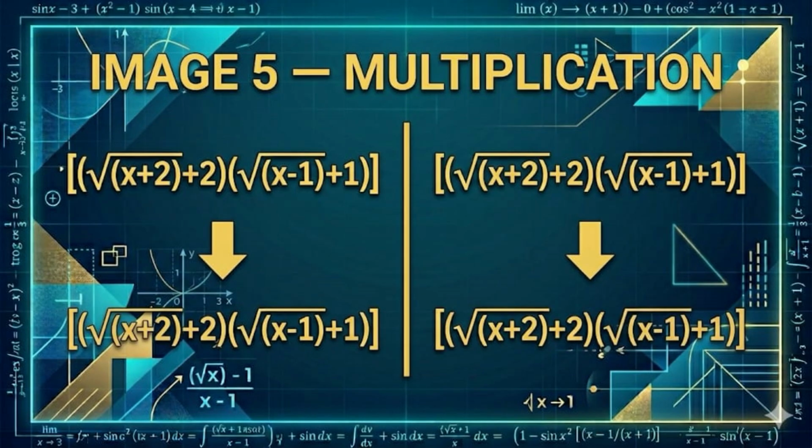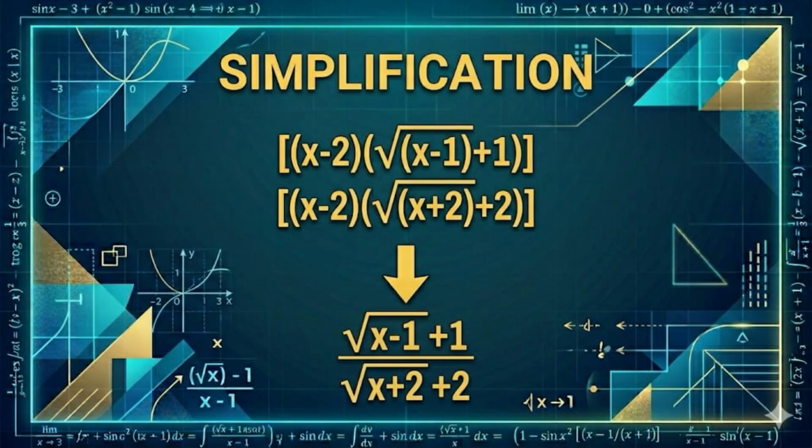Next, we multiply the entire fraction by the conjugates over themselves. We can do this because multiplying by the same expression on the top and bottom is equal to multiplying by 1, so the value of the limit does not change. This process will allow us to simplify the radicals.